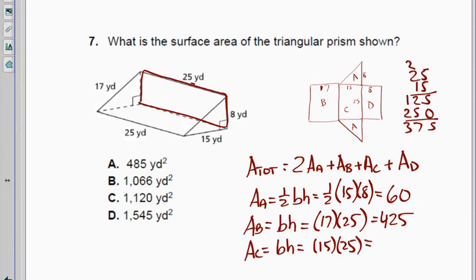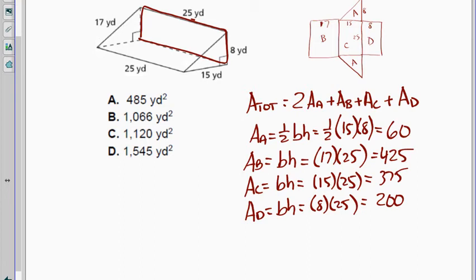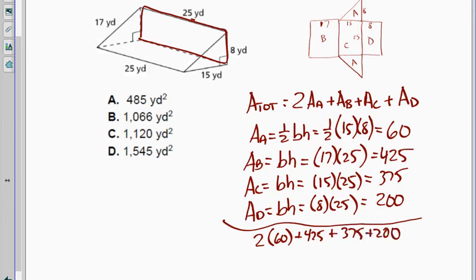Area C, calculating up here, is 375. And then we got to do area D still. All right, so let's see. We're going back to our original formula. I need 2 groups of 60 plus 425 plus 375 plus 200. I add all that up. I get 1,120 square yards. Is that one of my choices? Please, please, please. Oh, it's C.